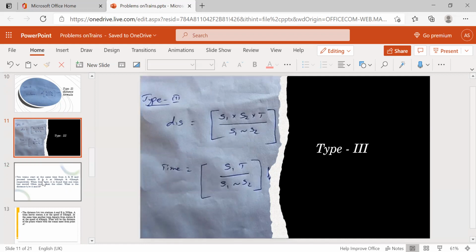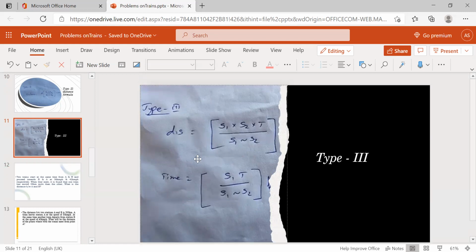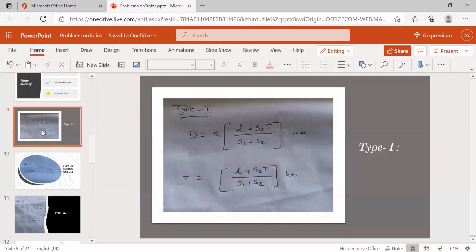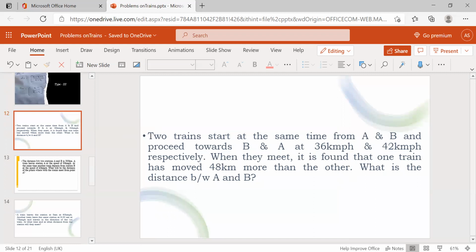Now we'll see the questions one by one. By using these formulas, we'll solve all the questions now. First question.